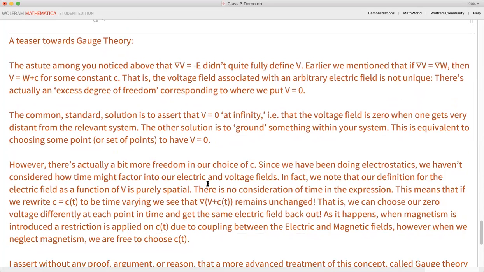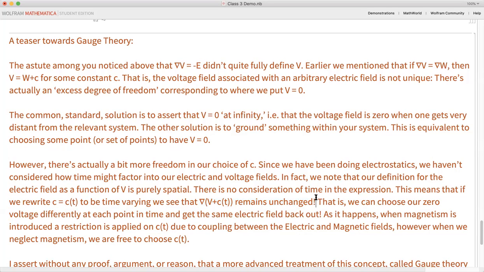Since we've been doing electrostatics, we never ever used the word time, except maybe as the parameter for a curve. In fact, our definition of the electric field as a function of the voltage field, the voltage field as a function of the electric field, that all has to do with space, no time terms. That means if we rewrite C as some time varying constant, so C varies with time, that doesn't do anything to our electric field. Our voltage field can be time dependent, and yet our electric field can remain unchanged.